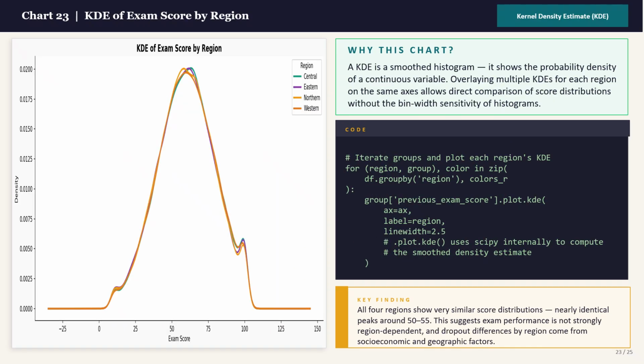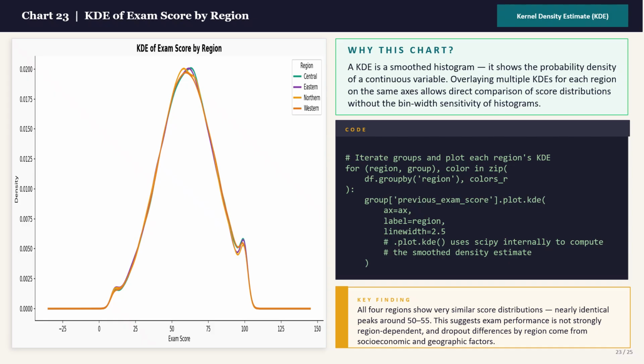Then we also had a kernel density estimate, which is a smoothed histogram, and it shows the probability density of a continuous variable. So overlaying multiple kernel density estimates for each region on the same axis allows a direct comparison of score distributions without the bin-width sensitivity of histograms. In the code, what we do differently is we iterate over groups and plot each region's kernel density estimate.